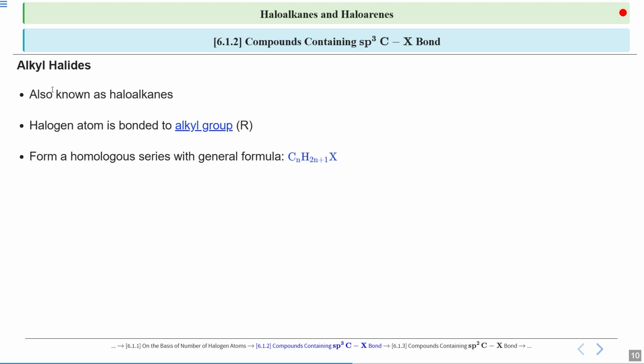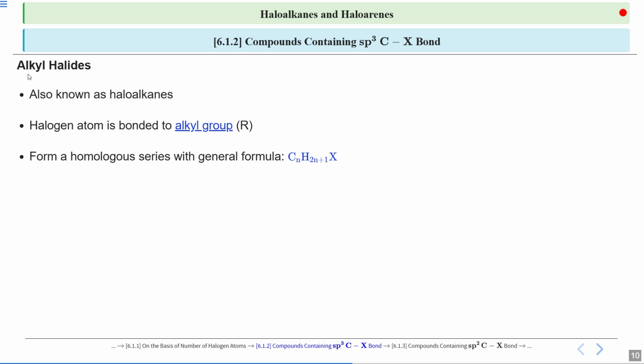So, when you consecutively add halogens to the different alkyl groups, you get a homologous series having the general formula CnH2n+1X. n can be any integer: 1, 2, 3, 4, 5, 6. Let's say if you put n equals 1, you will get C1H(2+1), that is 3. So CH3X, that means methyl halide. Alkyl halide, that means methyl halide, or you can say haloalkane, that means halomethane. Right? X can be any halogen: fluorine, chlorine, bromine, or iodine.